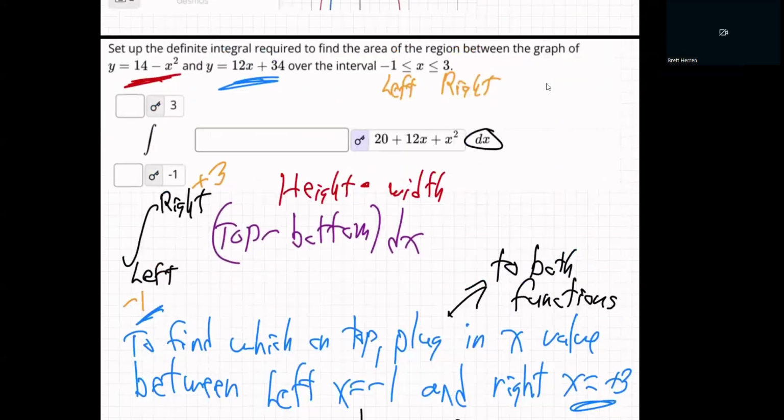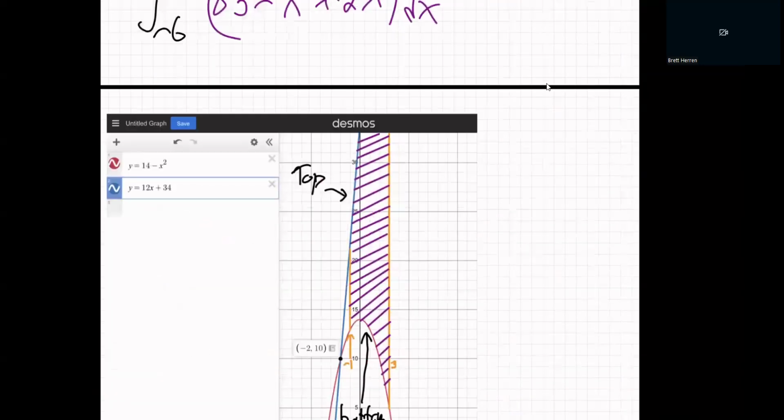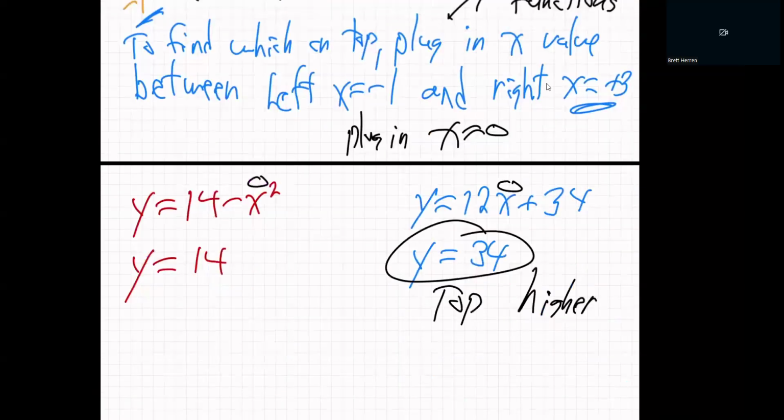So we go top minus bottom. We got to do the line equation here first. This is going to be 12x plus 34. That's the one on the top, minus the one on the bottom, the other one, 14 minus x squared, the parabola. We know it. The line is on the top and the parabola is on the bottom, in that region anyway, for x equals 0. We plugged in x equals 0 to both of them.